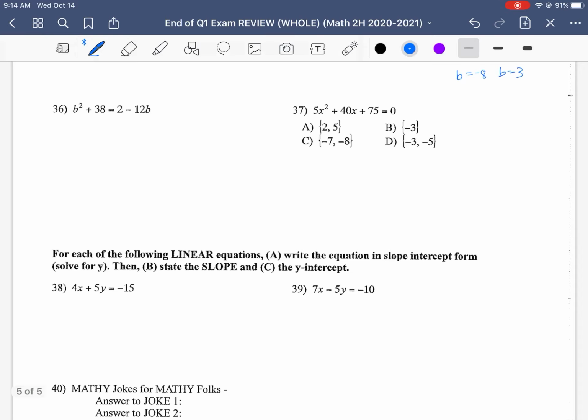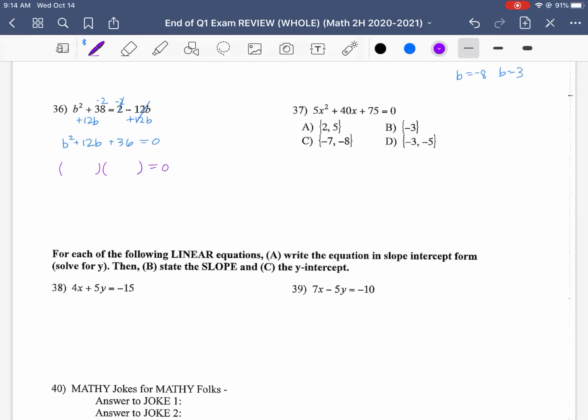Okay, number 36. Again, these ones have some terms on the other side that we need to move. So let's add the 12b over here. I like my b squared to stay positive, so I'm going to move everything over towards the b squared. So b squared plus 12b. It looks like I have a 2 there as well. Let's move the 2 at the same time. So we're going to have plus 36, and then we left nothing on the right-hand side.